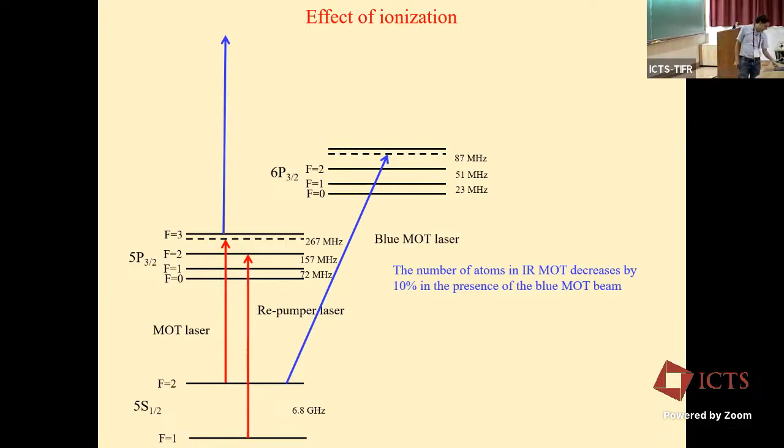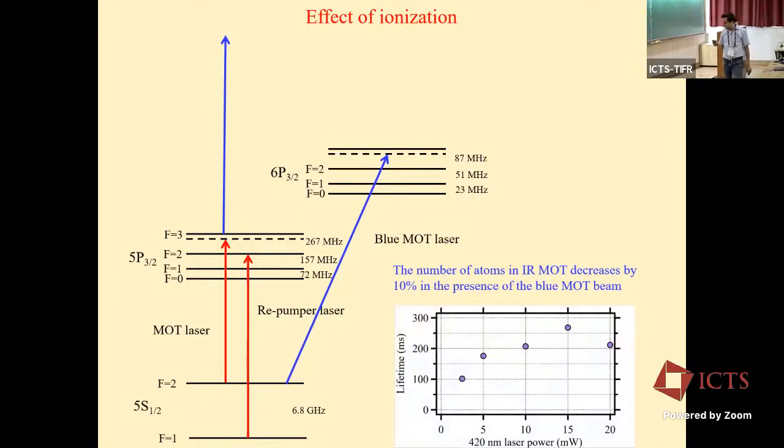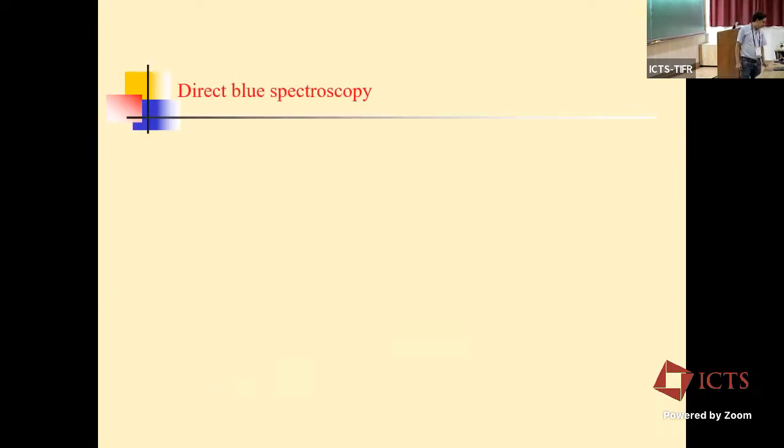So it was okay. Then we further did one thing: let's measure the lifetime of the blue MOT by varying the blue MOT power, because if there is going to be ionization, you are going to expect that the lifetime will decrease. So we varied up to 15, and then we saw after 15 there is some decrease of the lifetime, but beyond that we couldn't go because we didn't have enough power. So this is the experiment.